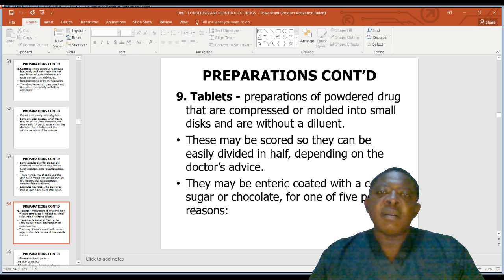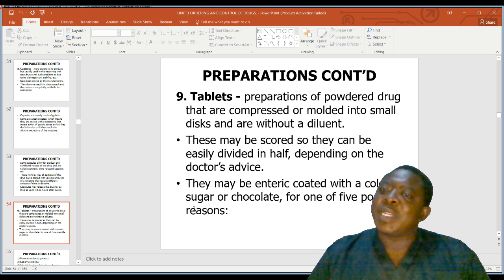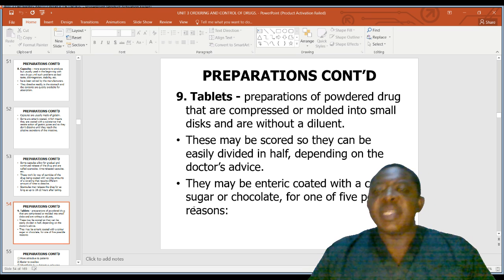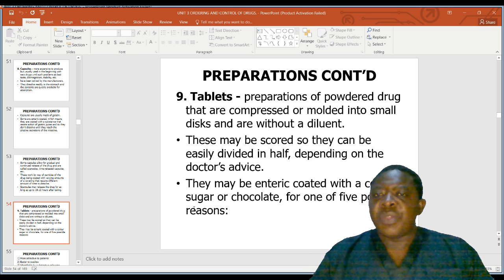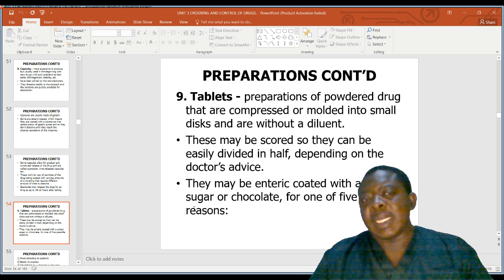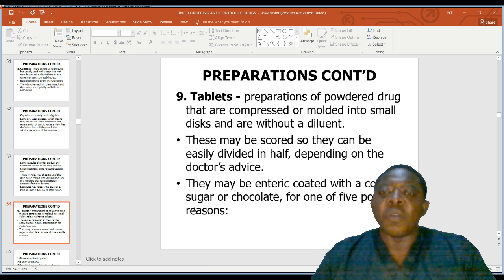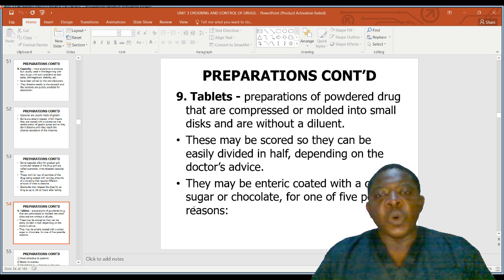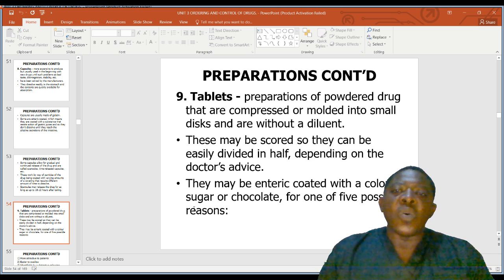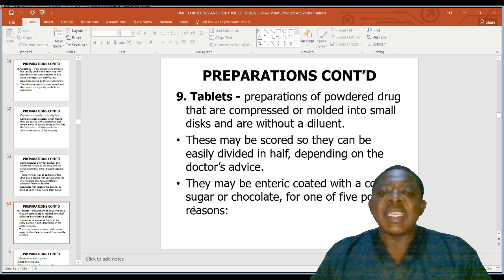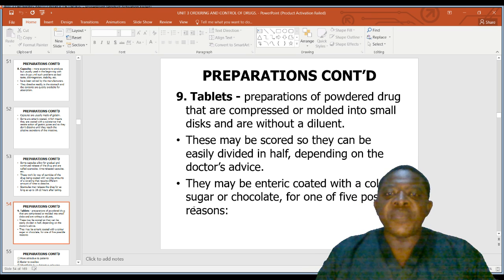Okay, then the other preparation that we have are tablets. A preparation of powdered drug that is compressed or molded into small discs and is without a diluent. So that is a tablet. These may be scored so they can be easily divided in half, depending on the doctor's advice.